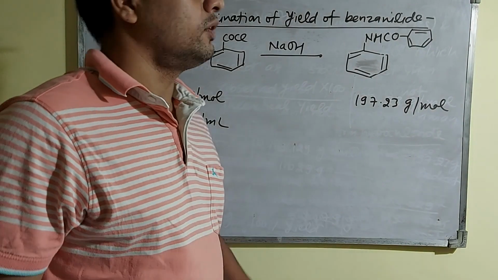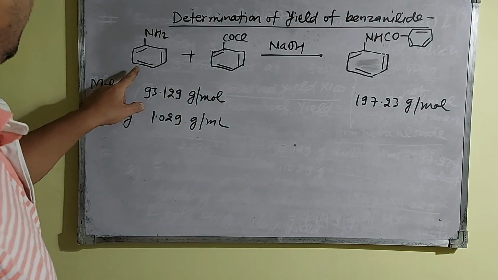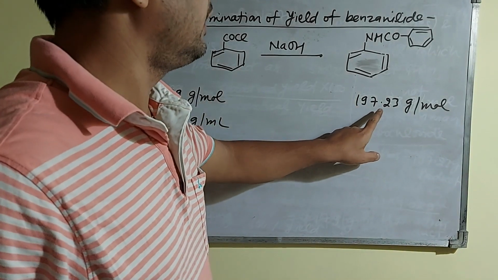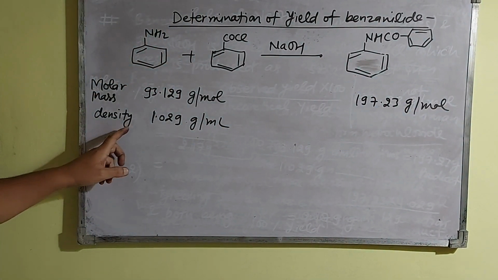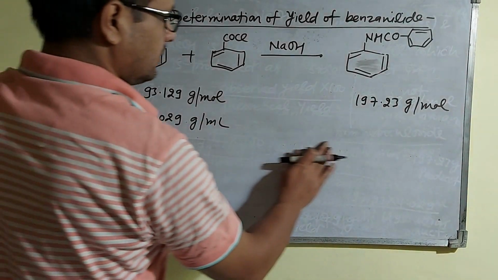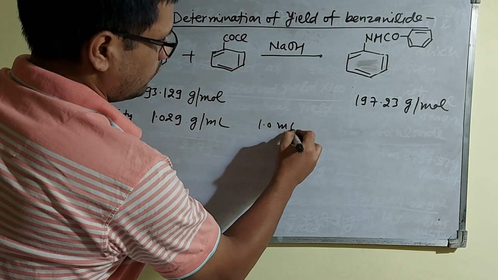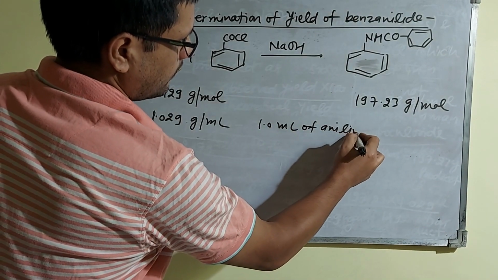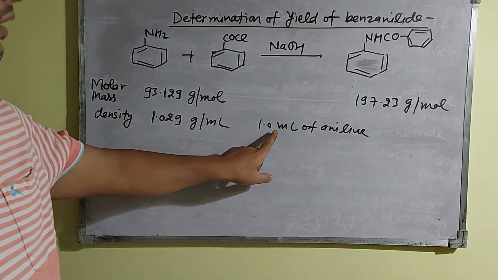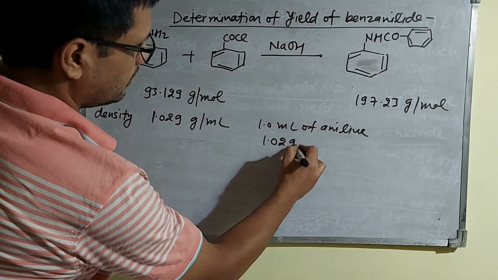Now let's calculate the yield of benzanilide from this reaction. So this is the reaction, and the molar mass of aniline is 93.129 gram per mole, and the product is 197.23 gram per mole, and the density is given as 1.029 gram per ml. And in the requirement, as I told you, we are taking 1 ml of aniline to perform this experiment. So now we have to see how many grams 1 ml of aniline will contain. So it will be 1.029 gram.